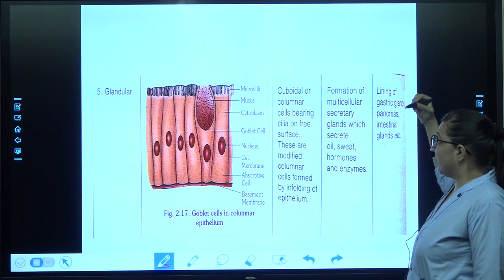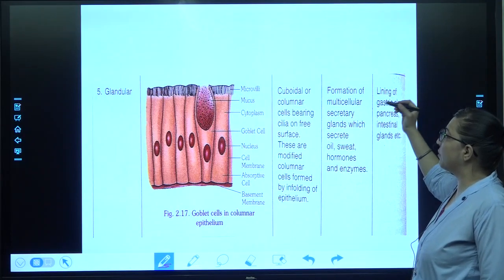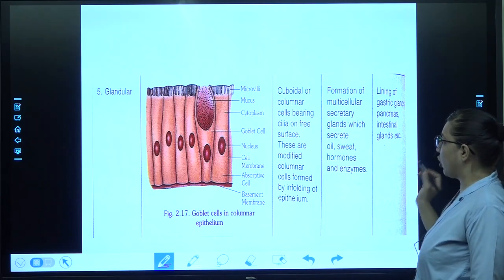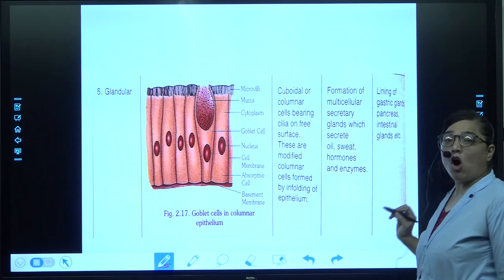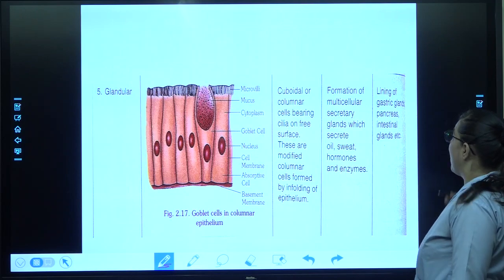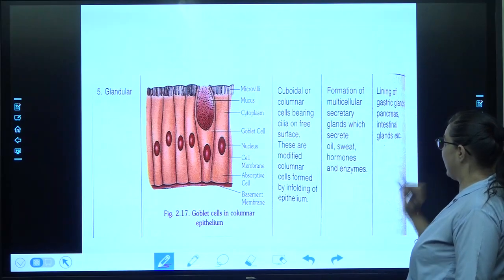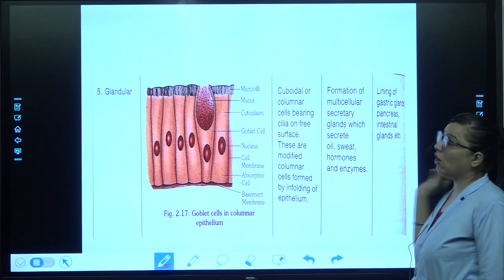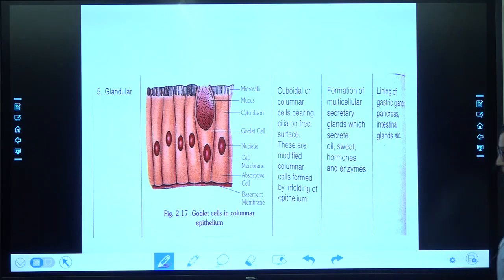where it helps in the formation of multicellular secretory glands, which help to secrete oil, sweat, hormones and enzymes. It is present in the lining of the gastric glands, pancreas, and intestinal glands. Alright, read this.